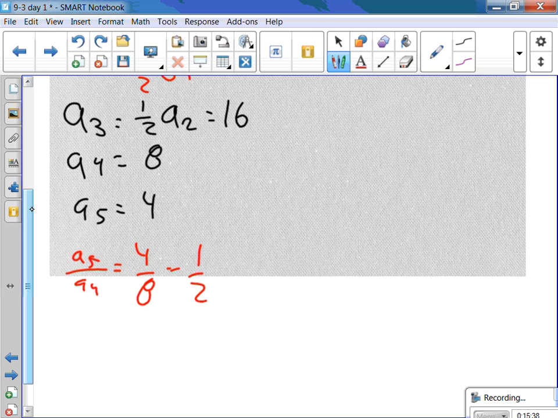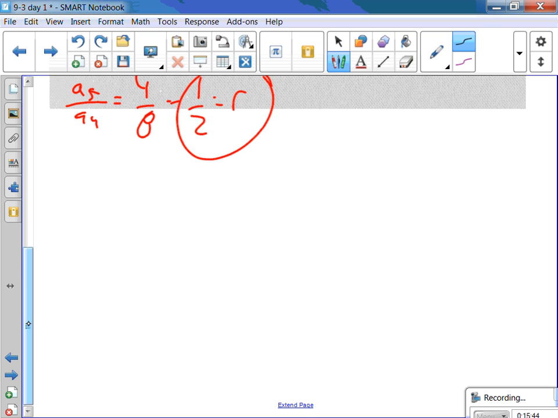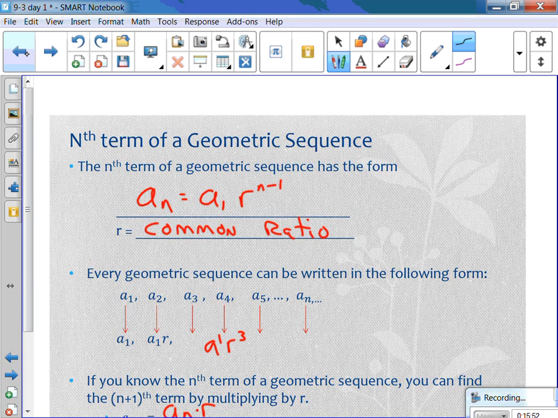Right now it asks us to find the formula for that nth term. Dominic, if I want to find my A sub n, what am I going to use? I'm going to use times. Absolutely. So what is my A1?